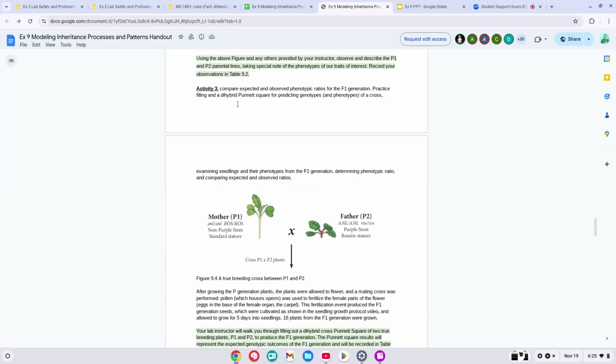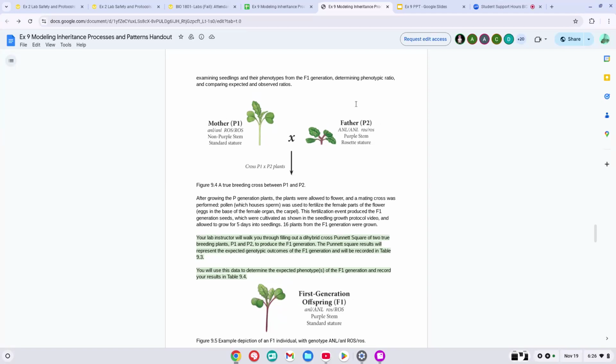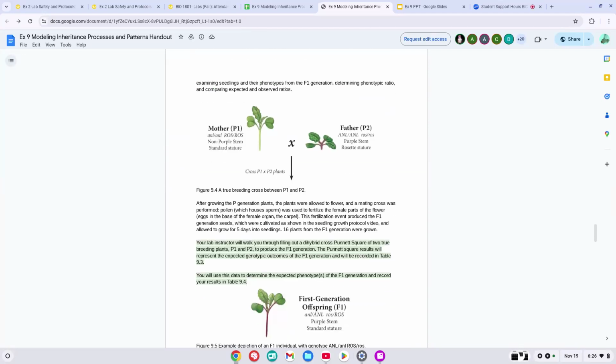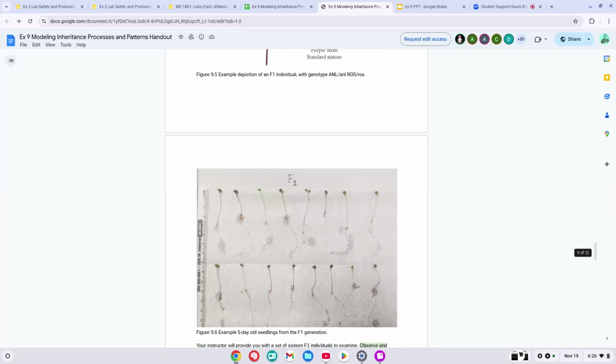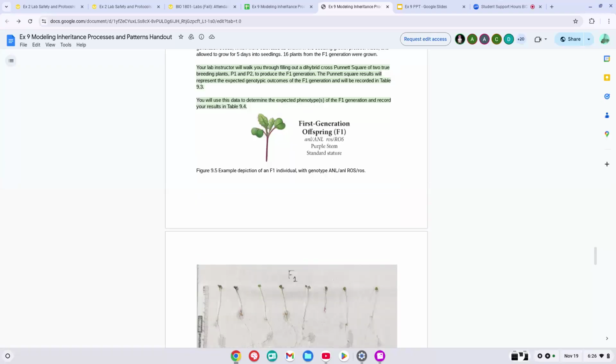And then in activity 3, we're going to compare those expected and observed phenotypic ratios for the F1 generation. And then we'll practice filling in a dihybrid Punnett square for the genotypes and phenotypes of the cross. So here we might have a mother who has this genotype being crossed with the P1 and P2 plants, crossed with the father with this genotype to produce the offspring that we would be analyzing for activity 3. And we can get a visual demonstration of this here, and you'll look at more of these figures when you come in.